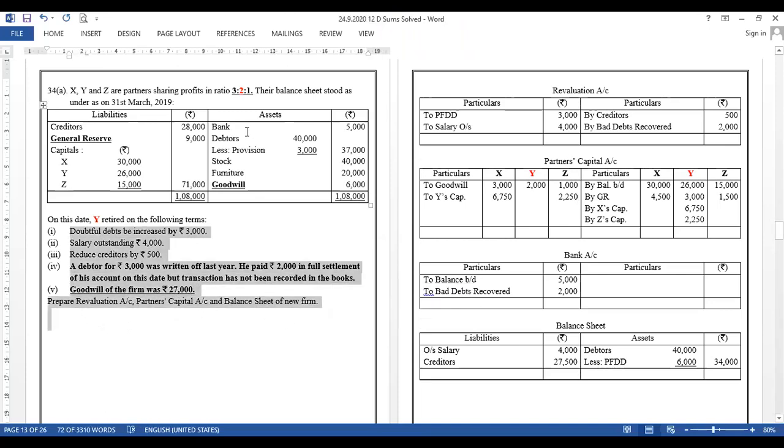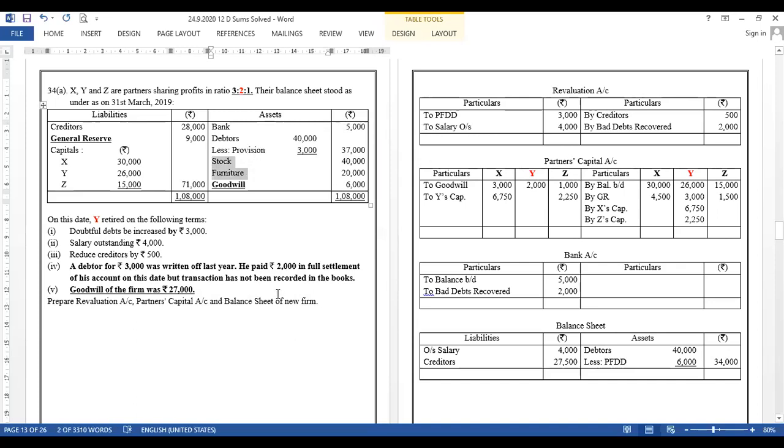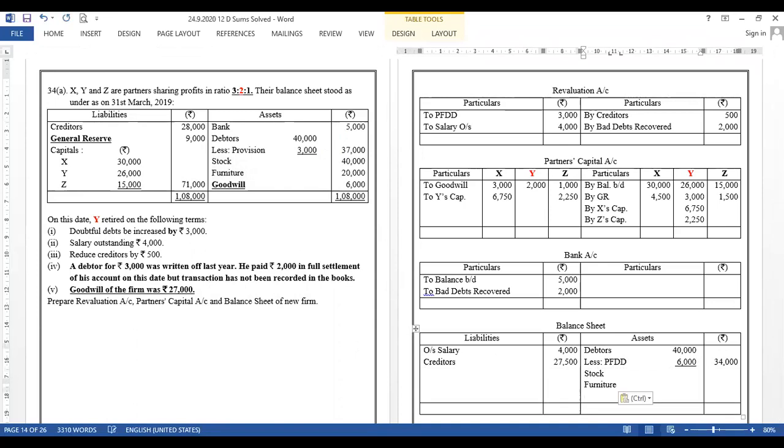Let us go to the balance sheet items. Bank balance has been copied. Debtors we are done with. Stock and furniture are the two amounts without any adjustment. So let me copy this as it is. The value of the stock and furniture can be seen as 40,000 and 20,000.